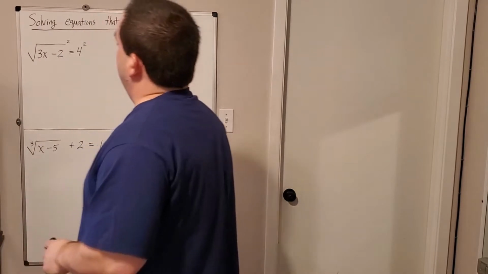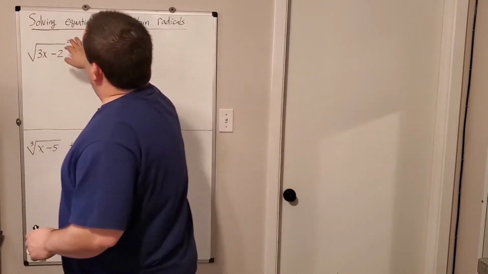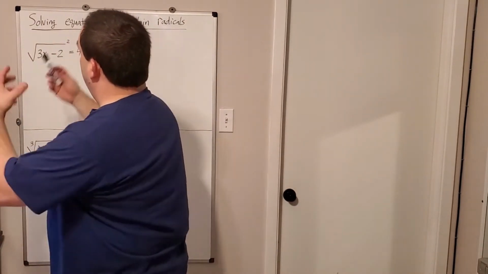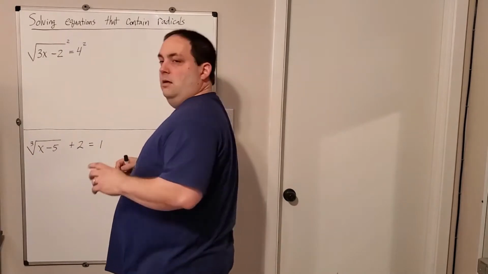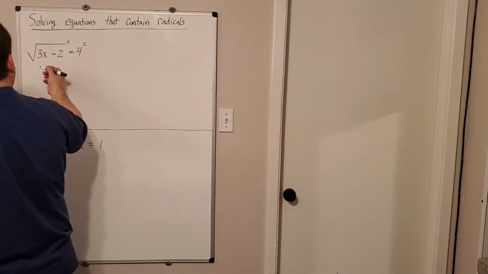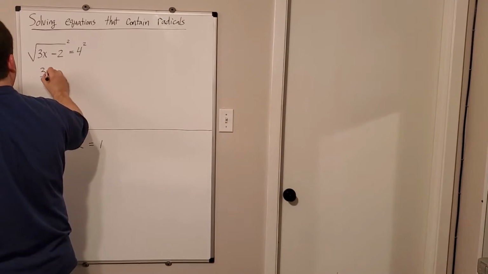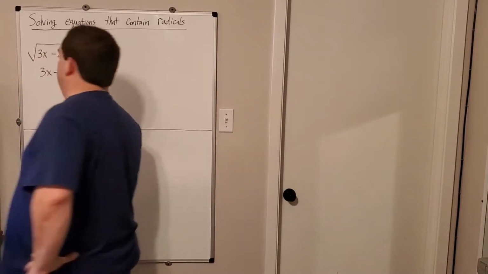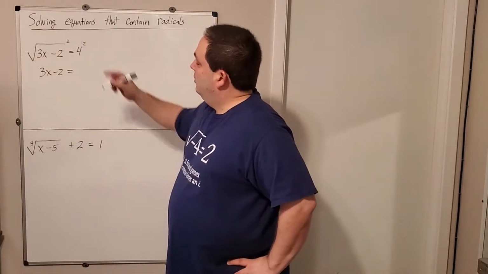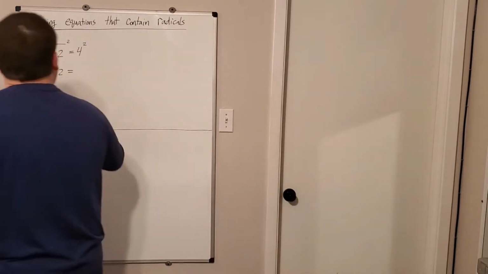Okay? So in this case, since the square is directly acting on the square root, I'm basically doing the opposite of that. It's going to go away. So I'm left with just 3x minus 2. And then on the other side, 4 squared is 16.